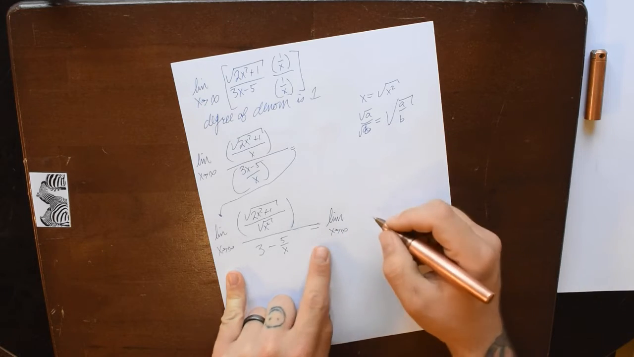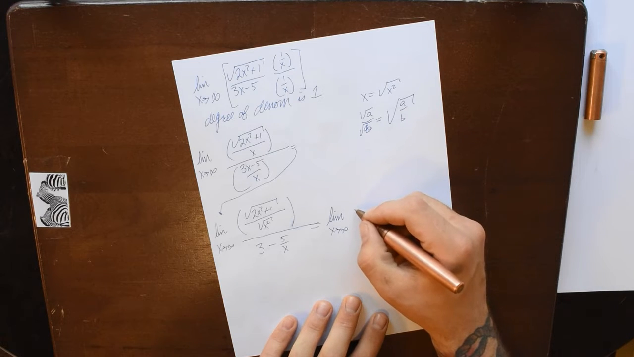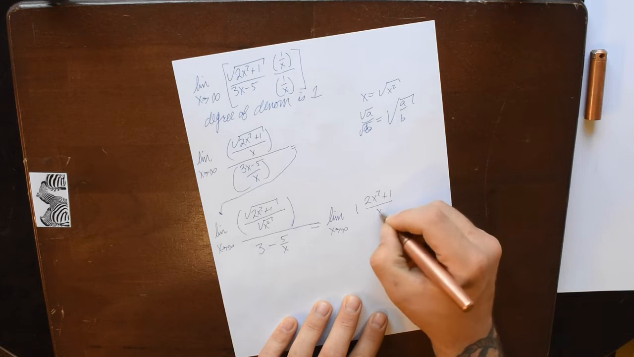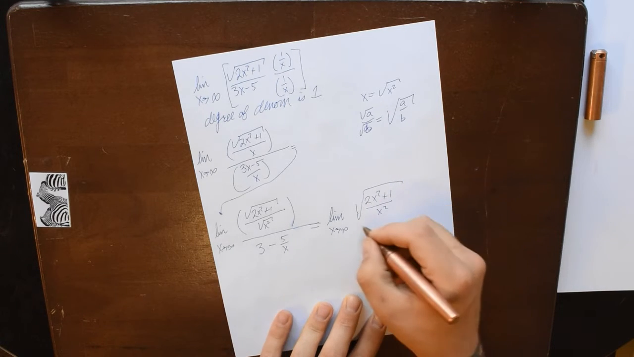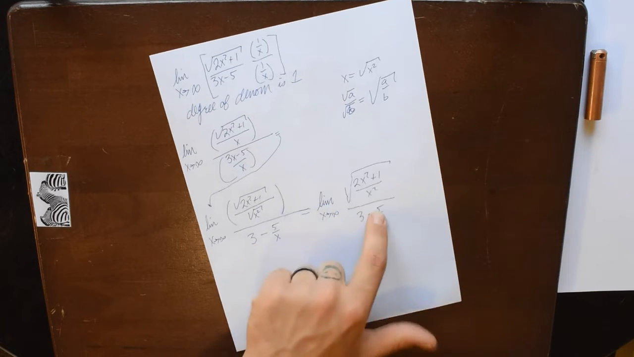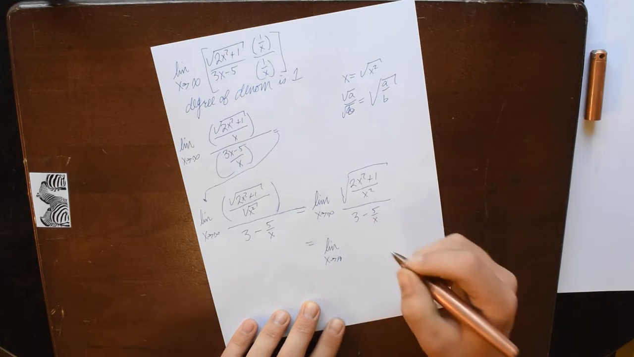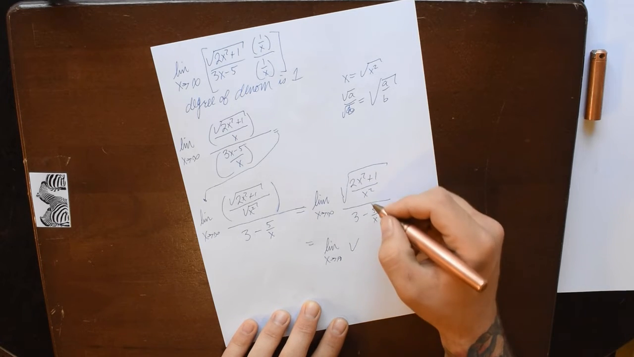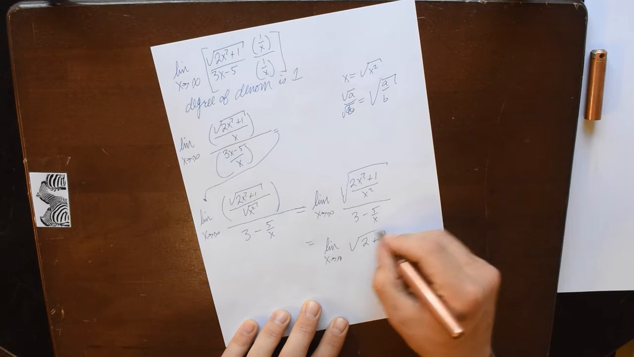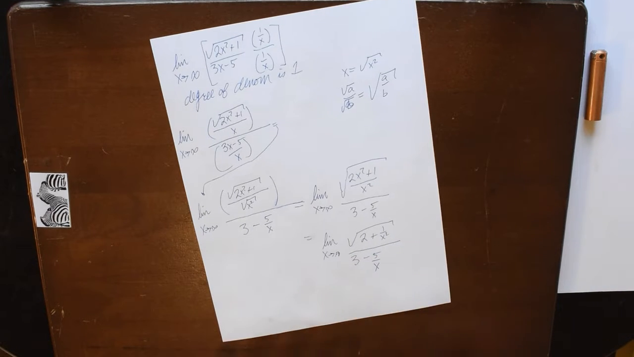X going off to infinity of, now we'll apply this rule for real numbers. We get the square root of 2x squared plus 1 all over x squared, still divided by 3 minus 5 on x. Now we simplify. Limit, x goes off to infinity. We get the square root of 2x squared divided by x squared is 2 plus 1 over x squared, divided by 3 minus 5 over x.